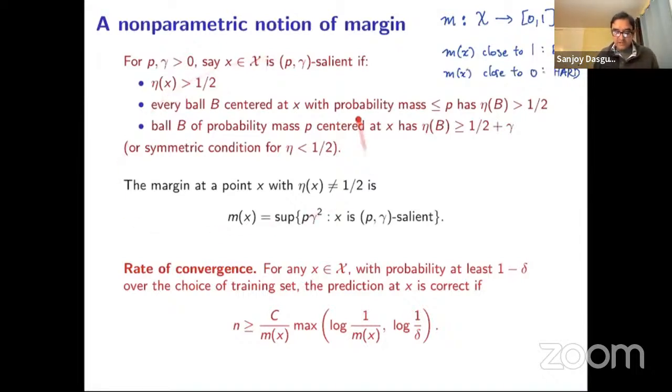I'll go through the notion of margin over here, but let me first say what the result is. This notion of margin actually completely controls the rate of convergence in a query-specific way. If the query is x, the prediction at x will be correct when the size of the training set exceeds 1 over the margin of x. So if the margin at x is close to 1, you just need a tiny training set. If the margin at x is close to 0, then you need a much larger training set. So it's a very clean rate of convergence, and it really points out which points are hard to predict and which are easy to predict. Okay, so I'll go ahead and define the margin.